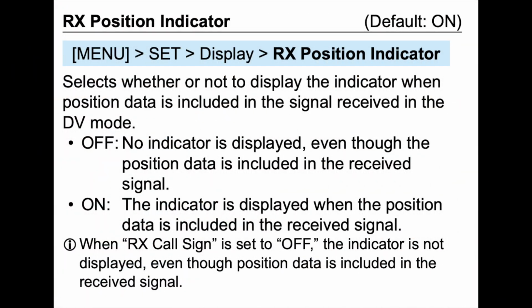Receive position indicator. It will show your position data if it's included in the received signal. Default is on. This is a feature that's tied in with other settings like receive call sign. Again, this could be a privacy issue for some, so keep that in mind. I know on the ham bands itself, the radios, I don't think is a problem, but you never know who's listening.